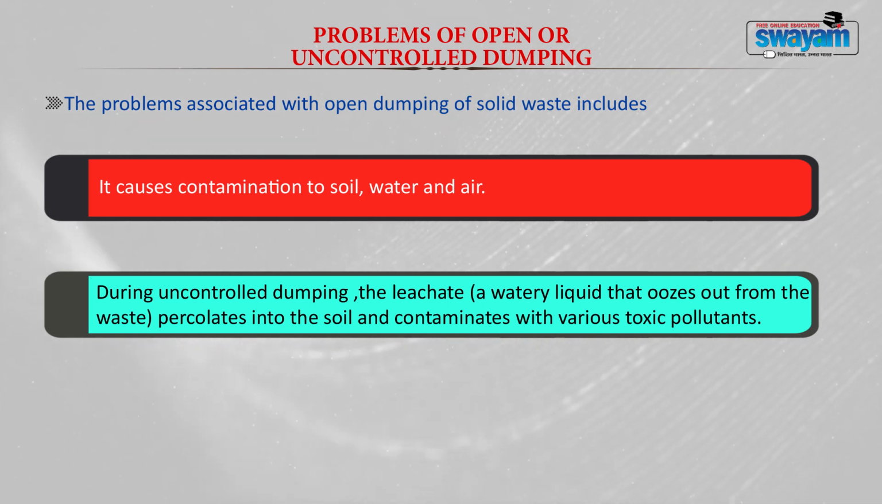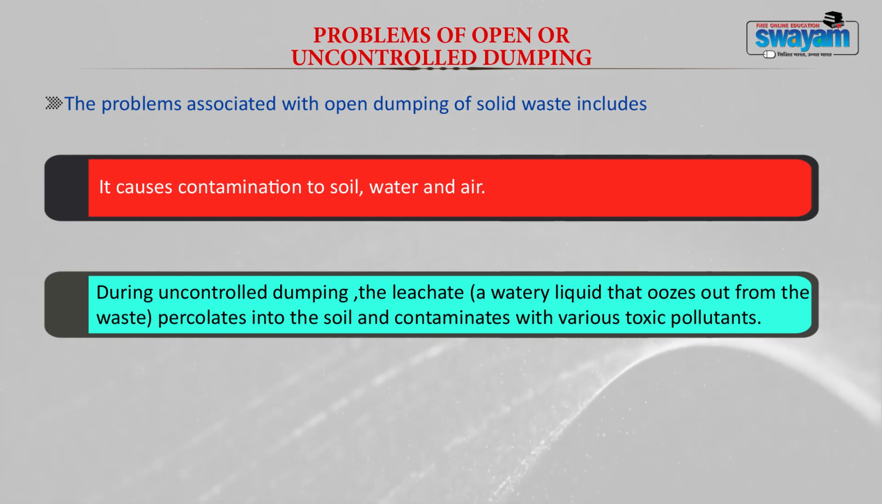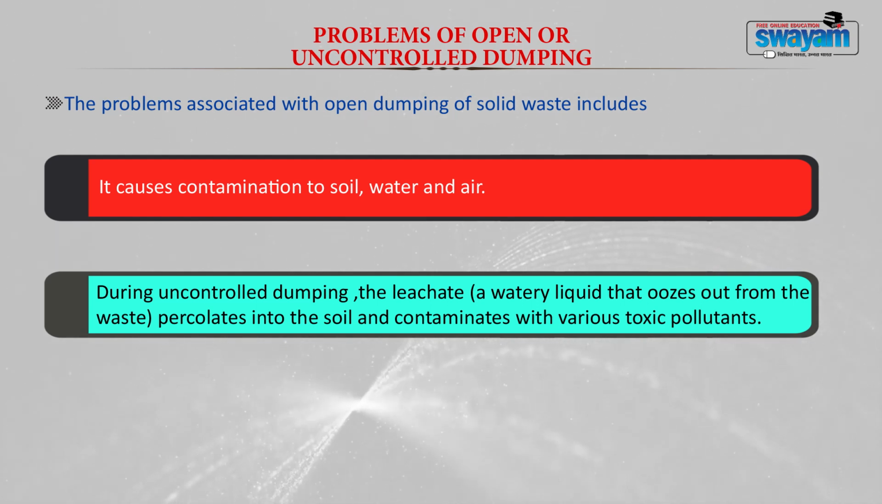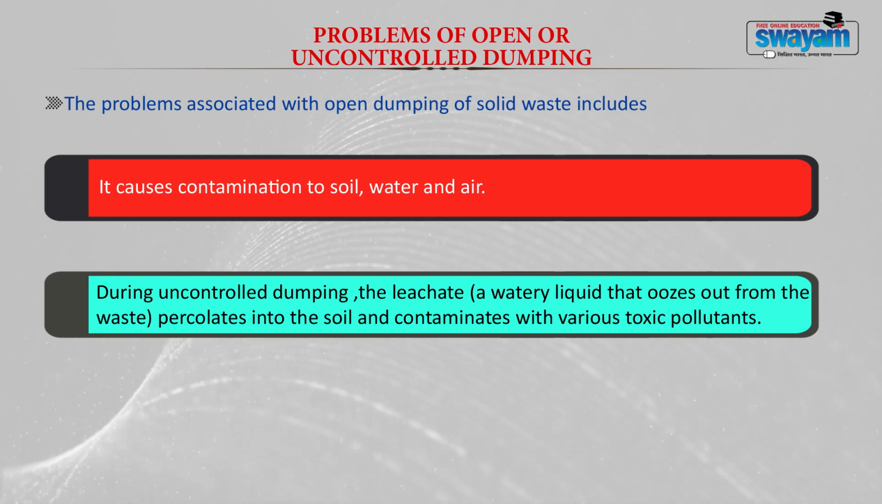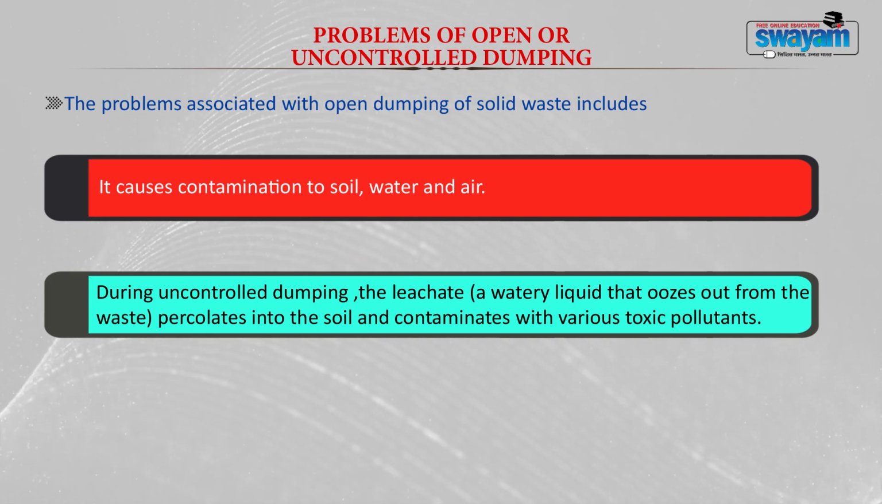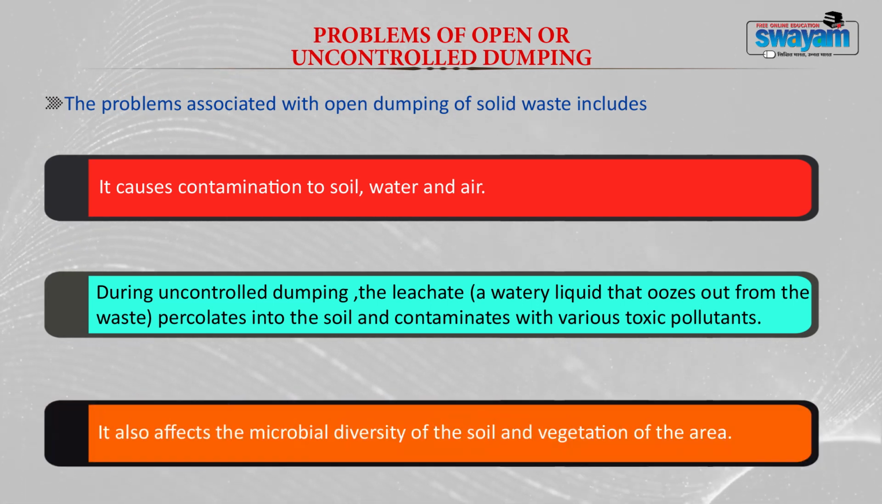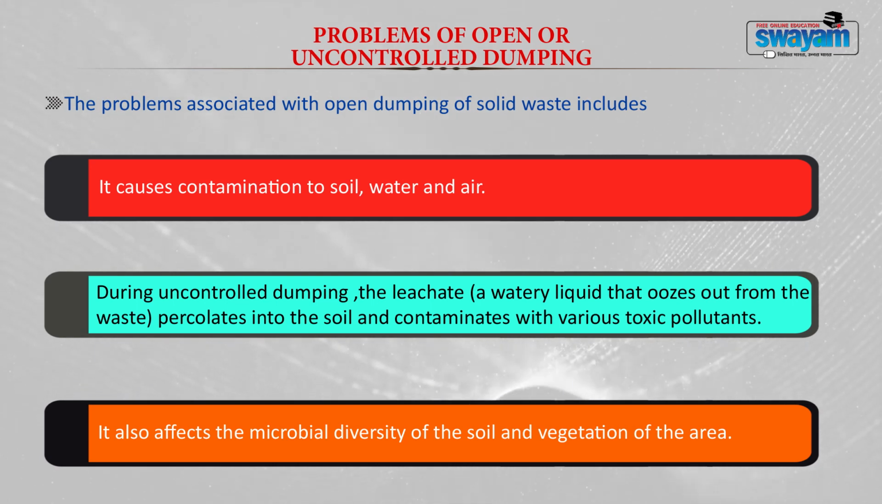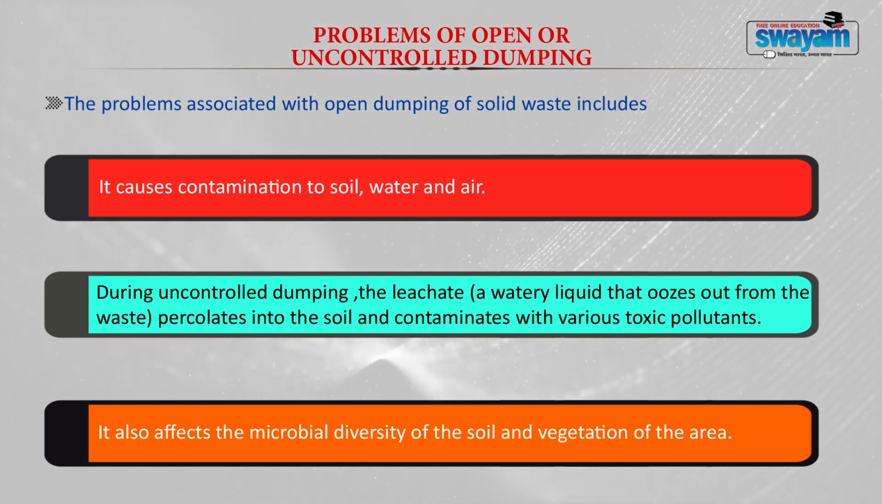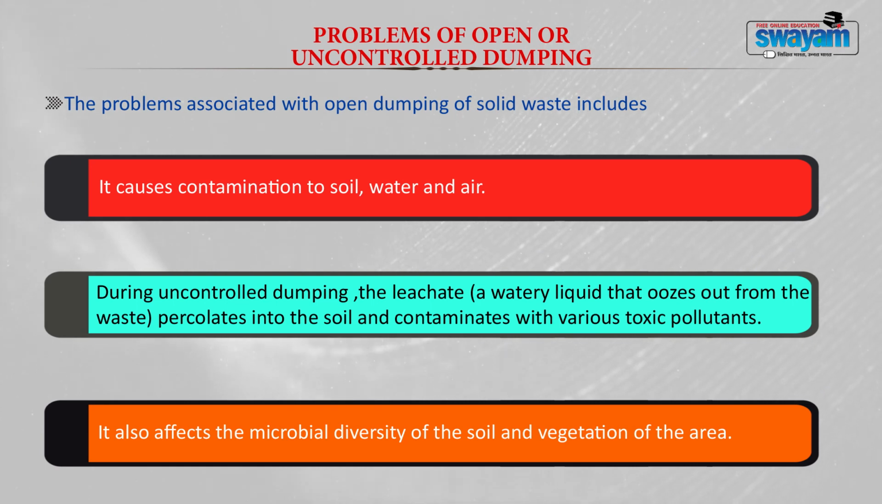Through soil, it slowly infiltrates and enters into the water body, and when it enters into the water body, it will again contaminate your groundwater, and when it is carried away by rain, it will contaminate your surface water. So, the watery liquid, when it percolates into the soil, carries a lot of contaminants and various toxic pollutants. Once it enters into the soil, it affects the diversity of microbes present in the soil, and it also disturbs the vegetation of that particular area.